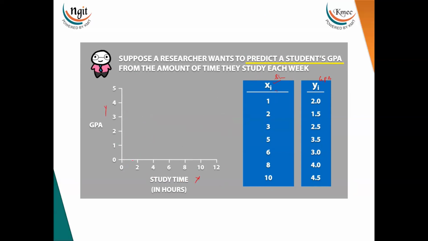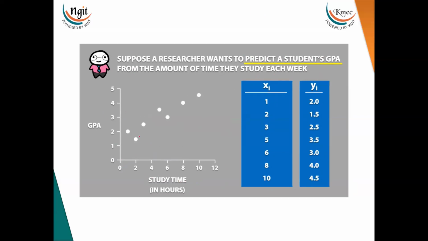So how are we going to represent it? For 1, it is 2. For 2, it is 1.5. Like this, we are going to plot the data points. As per this, we plot them: 1, 2.0; 2, 1.5; then for 3, it is 2.5; then for 5, it is 3.5. Like this, we are going to plot the data points.